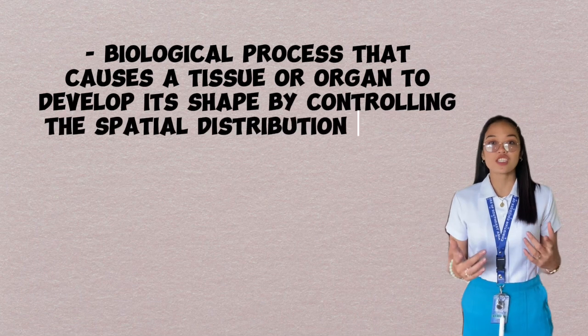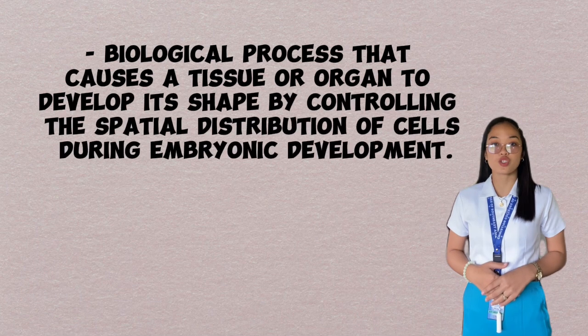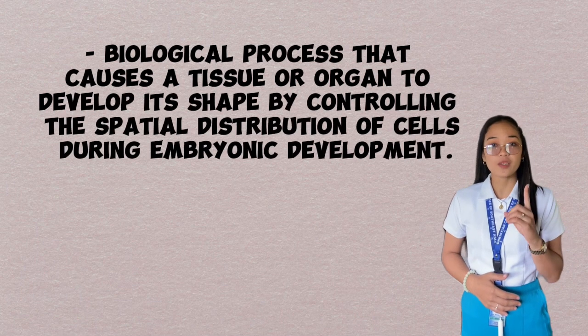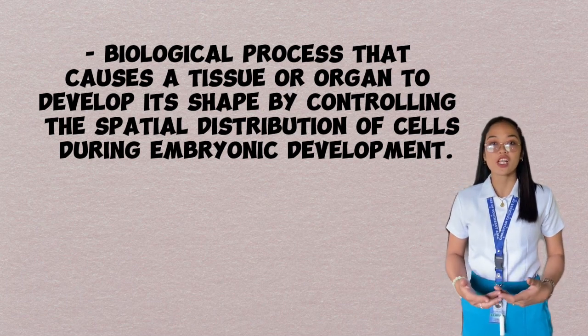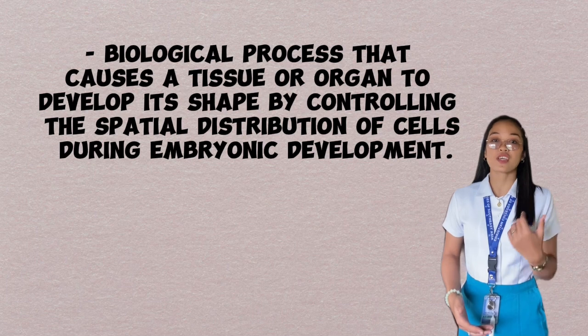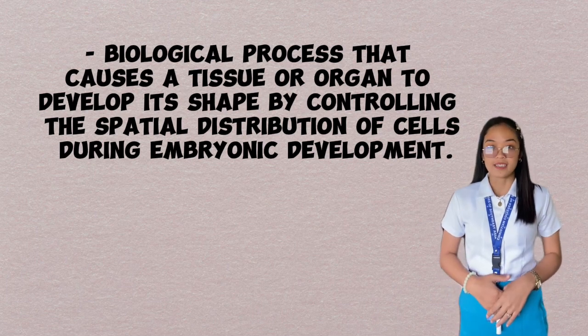Morphogenesis is a biological process that causes a tissue or organ to develop its shape by controlling the spatial distribution of cells during the embryonic development. Now, let's proceed to the discussion of the three main types of abnormal morphogenesis.